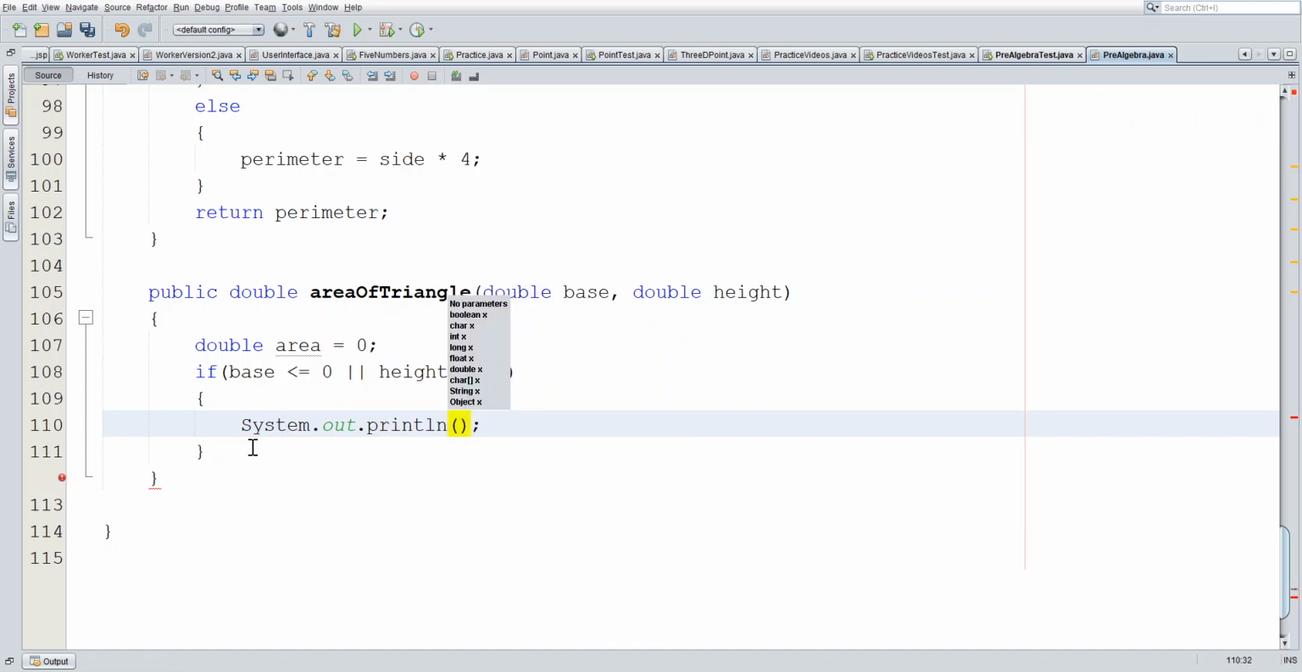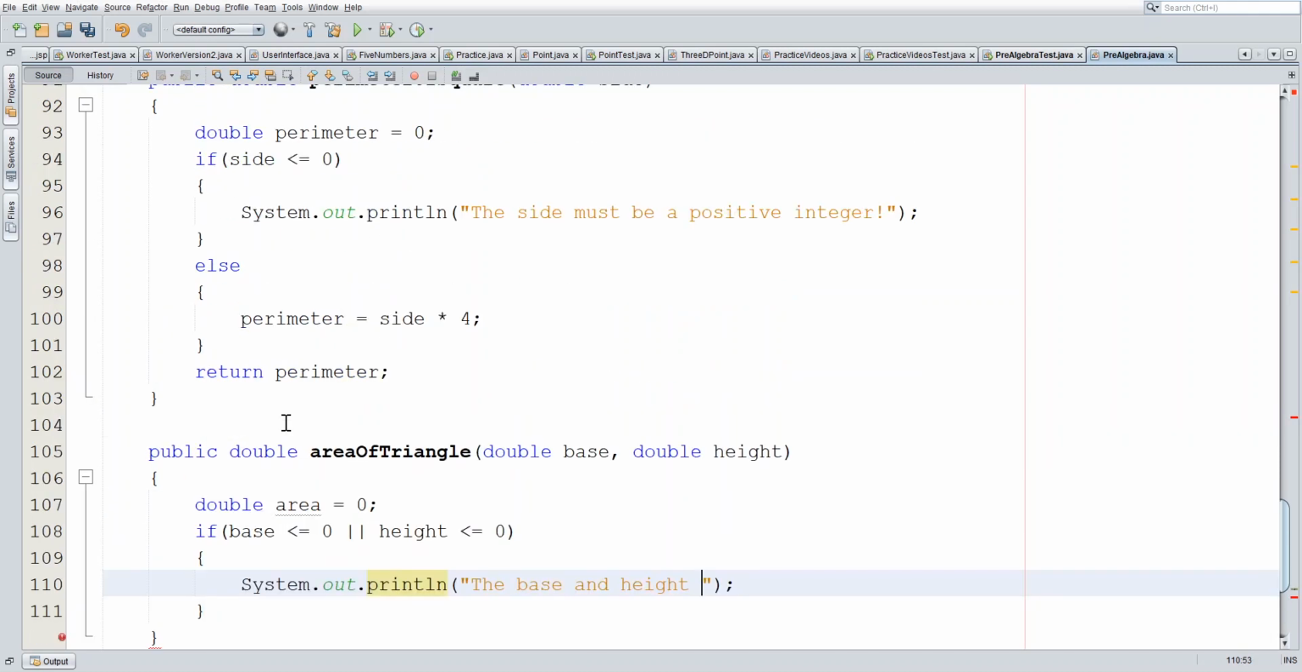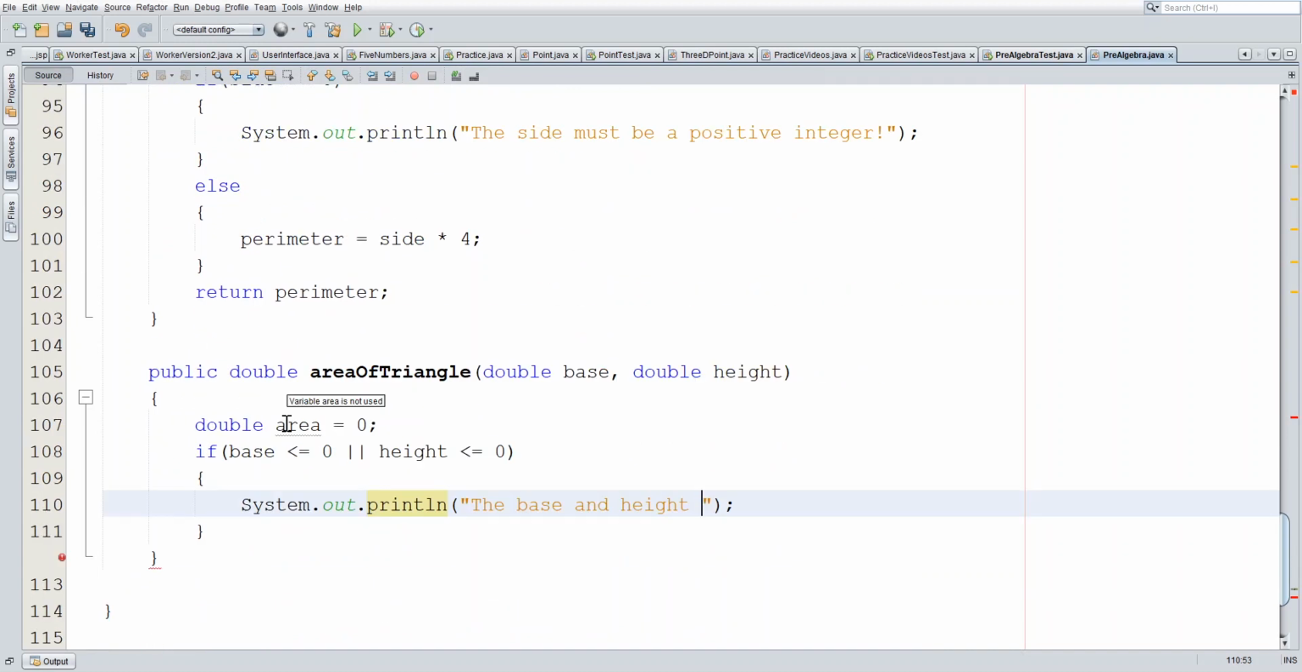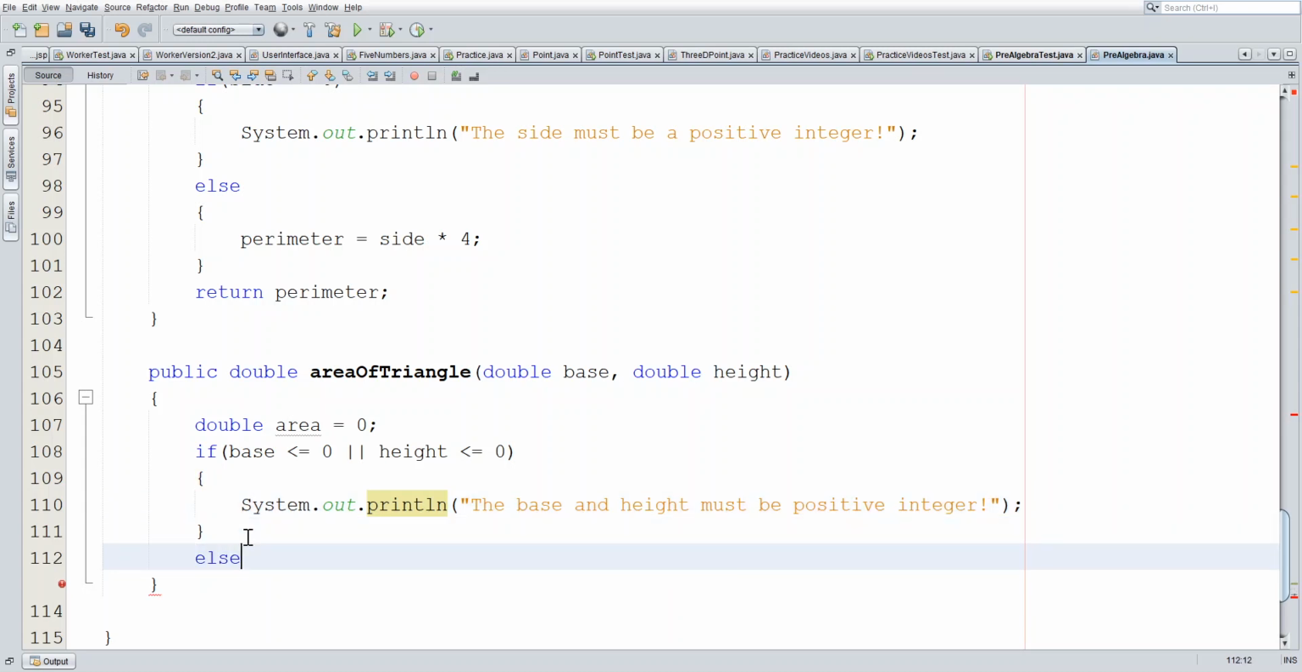System.out.println the base and height. What did I say? Should be positive or must be? Must be positive integer. Alright. And then we're going to go ahead and do our else statement. Else.